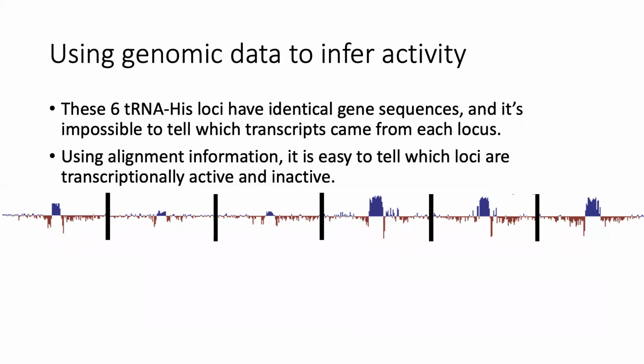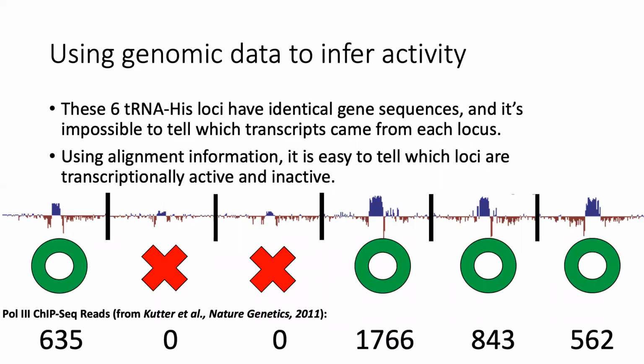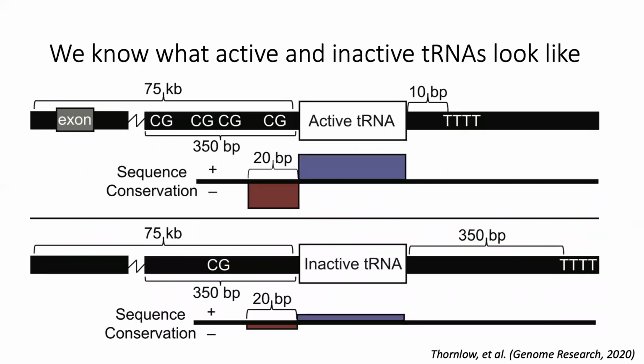So here are six of those 9 identical histidine tRNA genes from before. I'm showing you their PhyloP scores here, which is, again, a measure of conservation. If I were to tell you that 4 of these are active and 2 are inactive, you'd probably guess that it's these 4. And the Pol3 ChIP-seq done on human livers backs up that claim. But since we have this set of known active and inactive tRNA genes, in order to build this model, we need to know more ways of telling them apart. So we looked at these sets of active and inactive tRNA genes and found what genomic characteristics are correlated with activity.